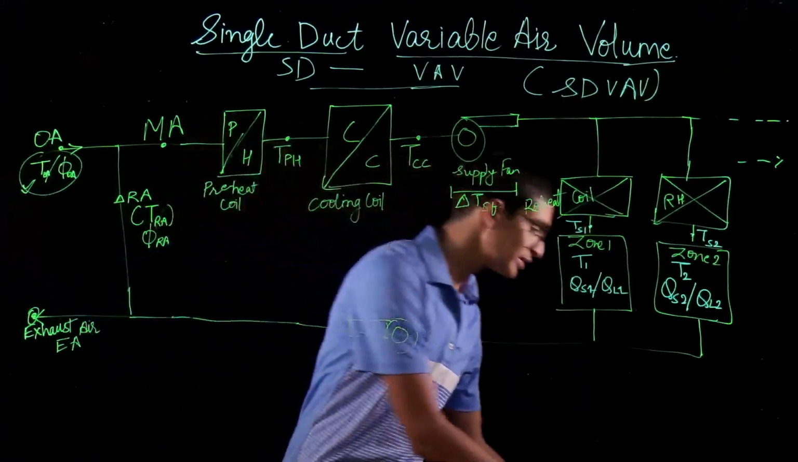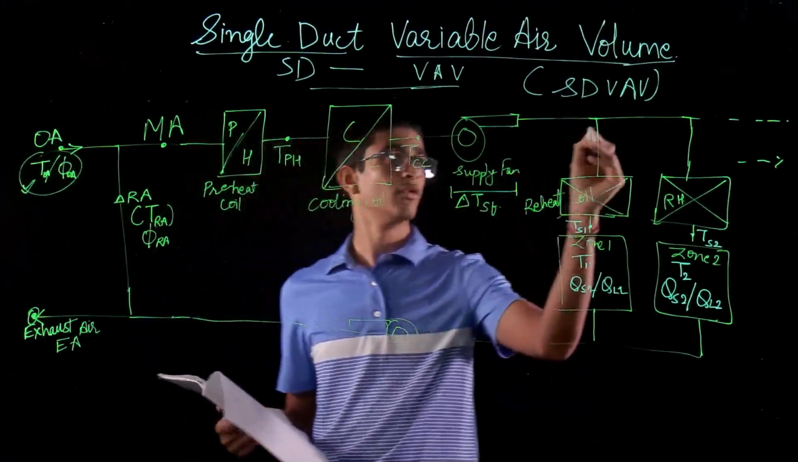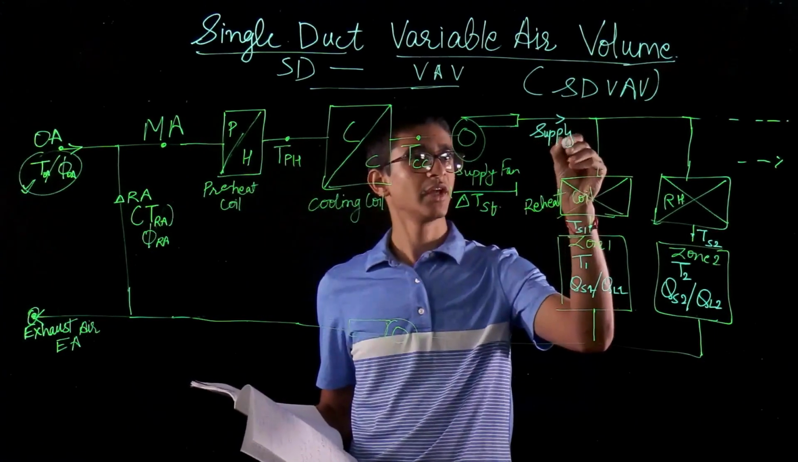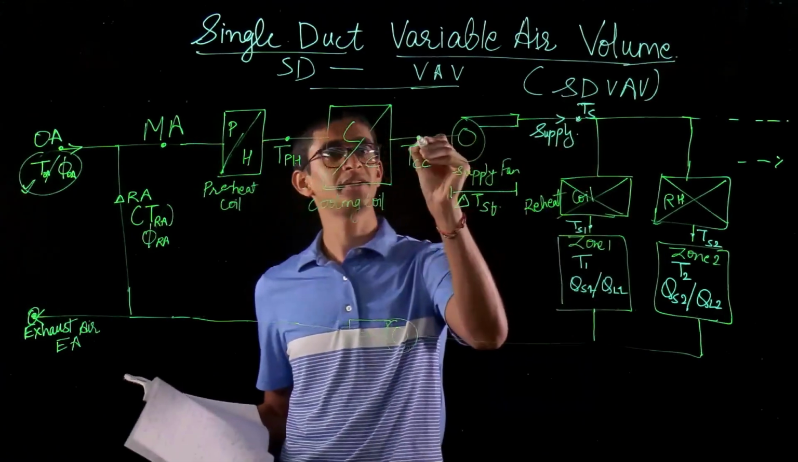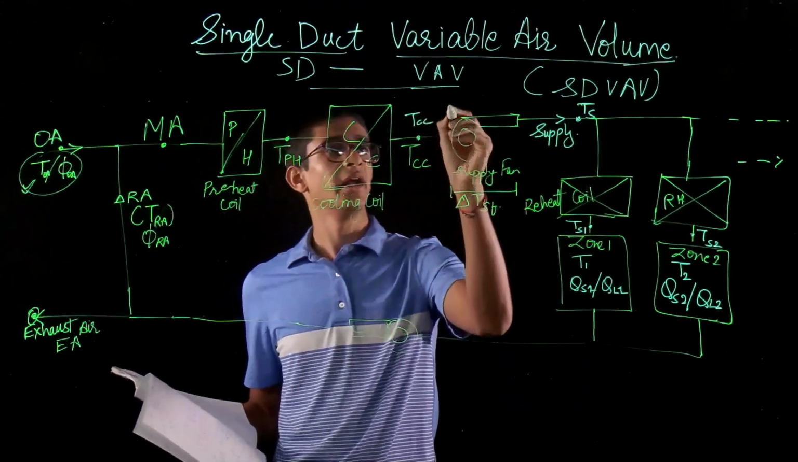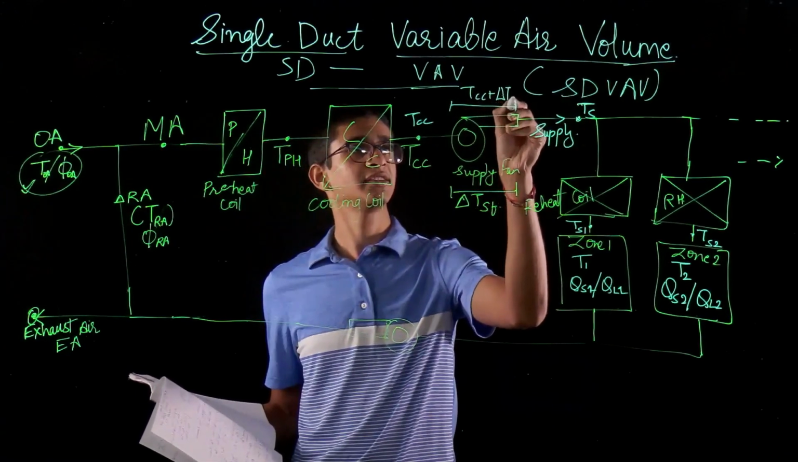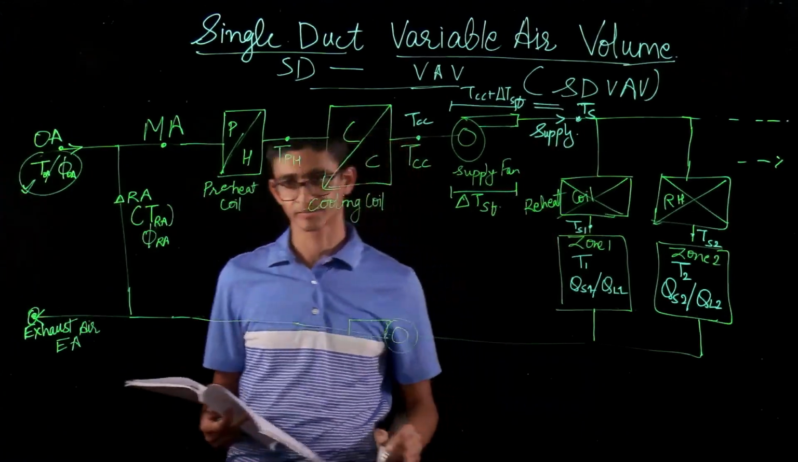So using the same energy balance, this is the supply duct, and the temperature of air over here is noted as Ts. So this could be the TCC plus delta TSF will be Ts, right?